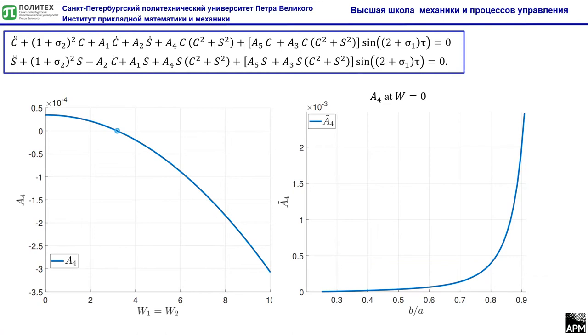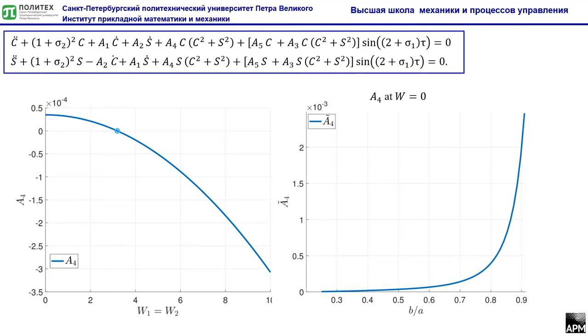The slide shows the dependence of the coefficient before the cubic nonlinearity on the constant component of the electric voltage. When the critical value of the voltage is reached, the value of the coefficient becomes equal to zero, and therefore, by optimal selection of the voltage, one can get rid of the cubic term in the equation.